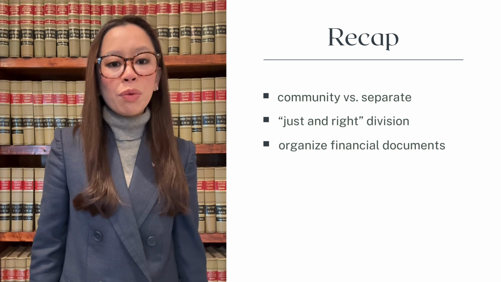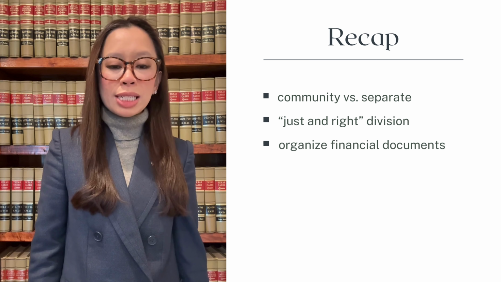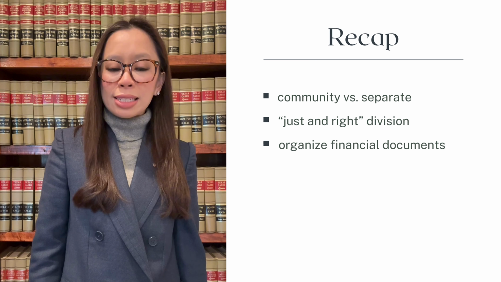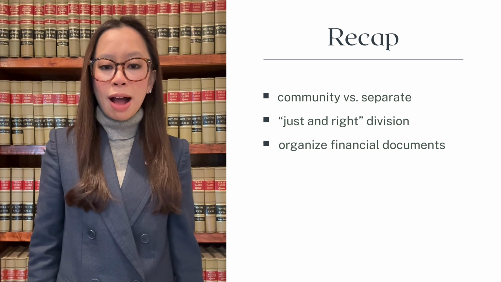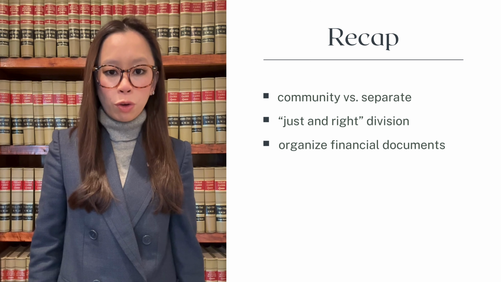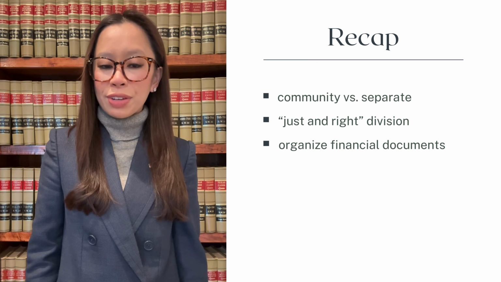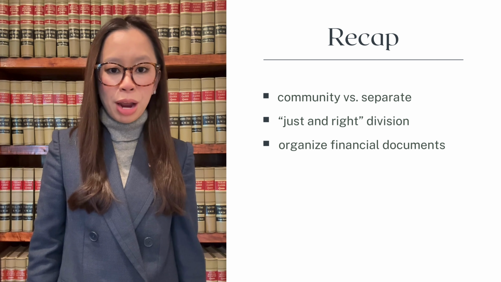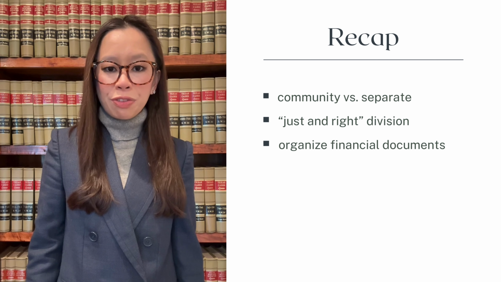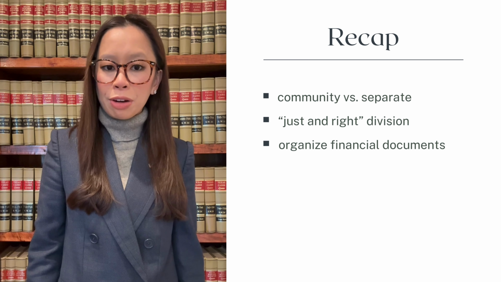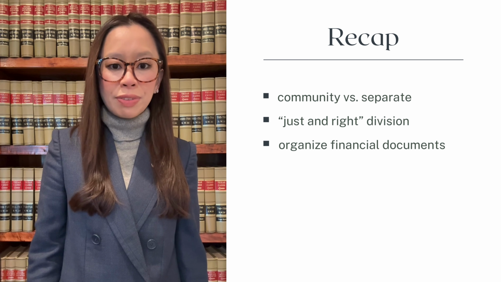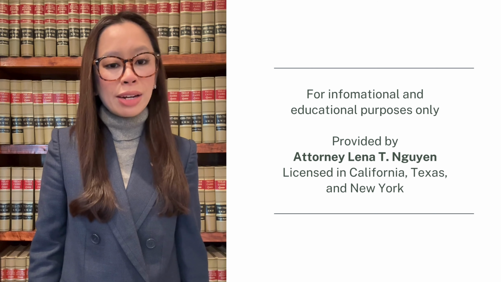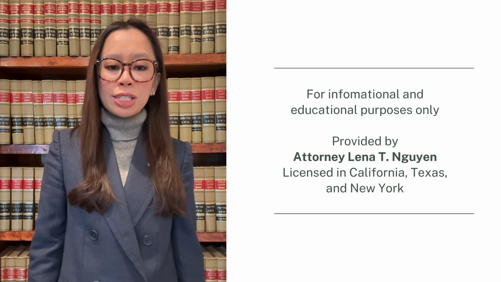To recap, here's what we've covered in today's video. First, we discussed the difference between community property and separate property, and why understanding this distinction is crucial. Then we talked about how assets and debts are divided in a Texas divorce. The court strives for a just and right division, considering various factors such as earning capacity and contributions to the marriage. Finally, we reviewed how to organize your financial documents to ensure everything is accounted for and to avoid mistakes during the division process. Dividing property in a divorce can be complex, but with the right knowledge and preparation, you can navigate the process with confidence.